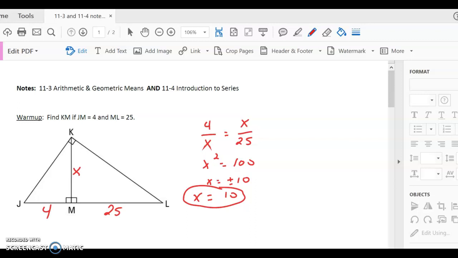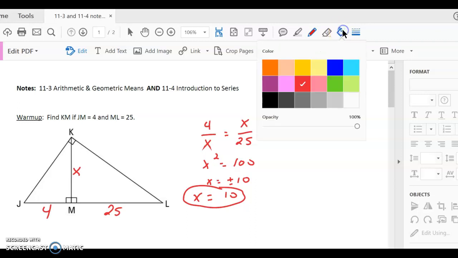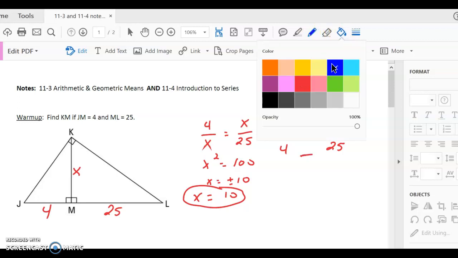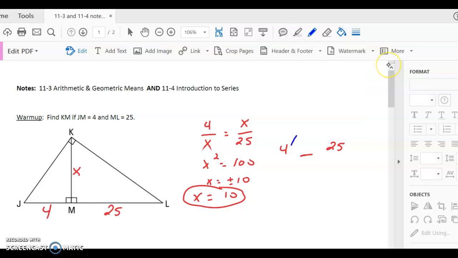Geometric means are special averages between numbers, and basically what you're doing is you're taking a number, 4, and you're trying to get to another number, 25. Well, what you're finding in between is the number such that when you multiply 4 by some number, we'll call it r, you get the number in between 4 and 25, and when you take that number in between and multiply by the same r, you'll get 25. That's basically a geometric mean.